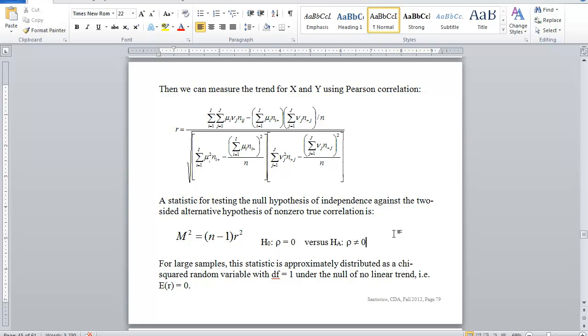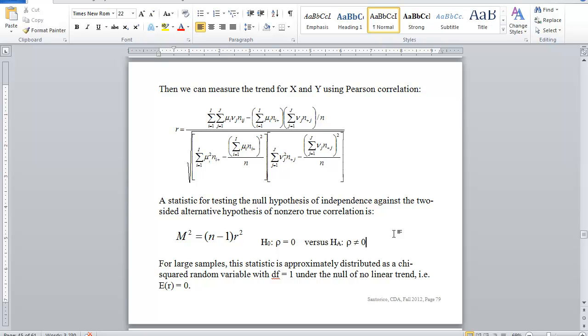For large samples, we can calculate your correlation, and you can use a chi-square random variable with 1 degree of freedom. Notice the difference between these. If we were going to ignore the ordinality and do a likelihood ratio or a chi-square test, then we would be using I minus 1 times J minus 1 degrees of freedom for a chi-square distribution. If you have ordinal variables, you're using only 1 degree of freedom.